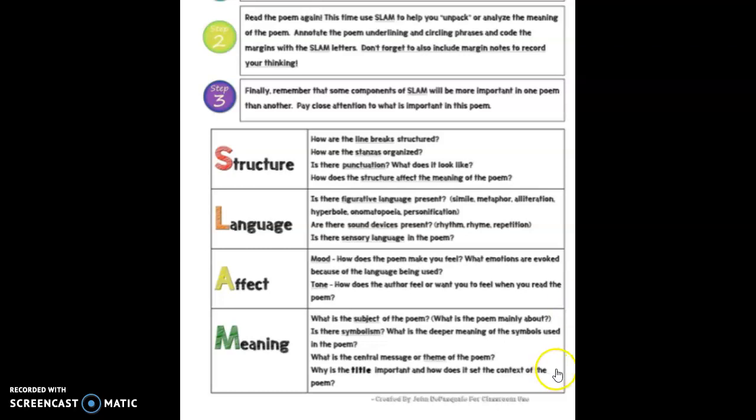And the M, meaning. What is the subject of the poem? Meaning, what is the poem mainly about? Is there any symbolism, right? Meaning, what is the deeper meaning? What is the central message or the theme? What does the author want us to walk away with? What lesson? What life lesson? Okay? And last, why is the title important, and how does it set the context of the poem? How does the title affect everything else that you just read about the poem? How did it tie to it?